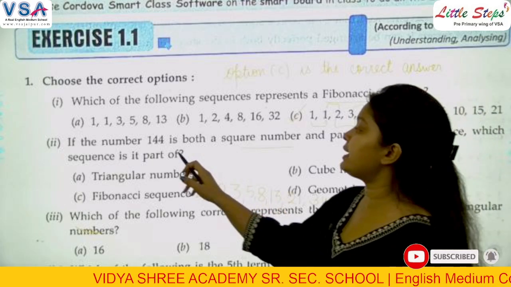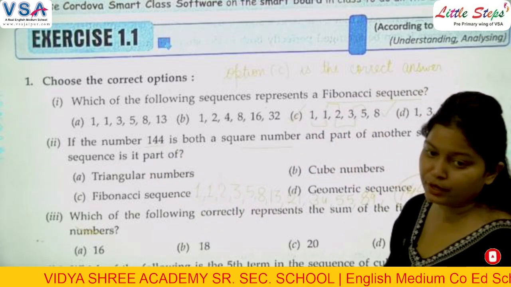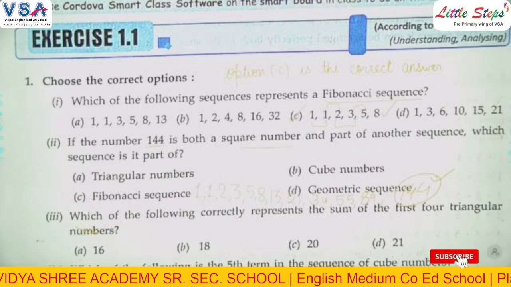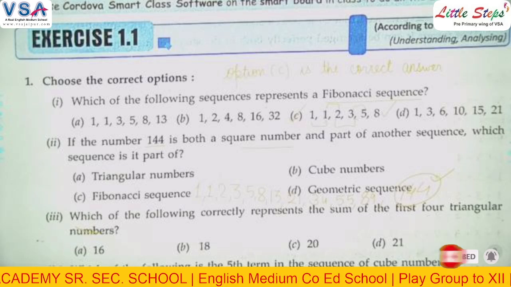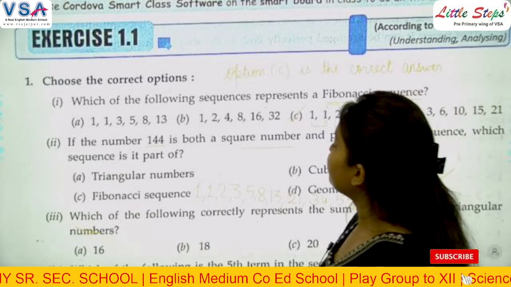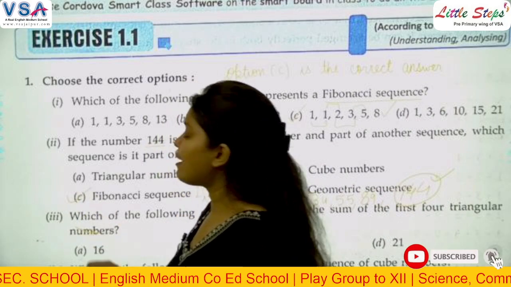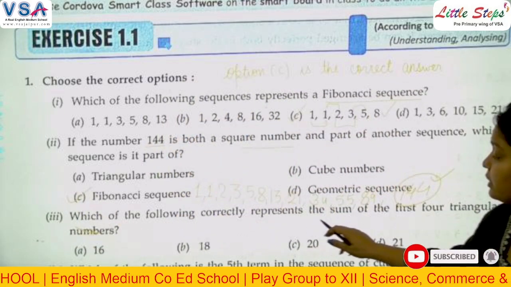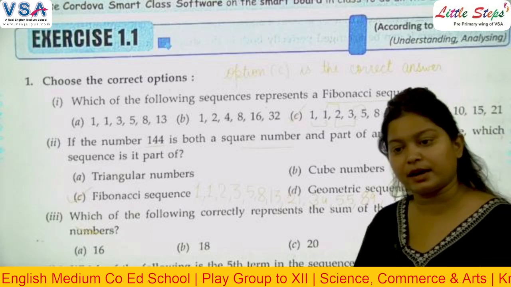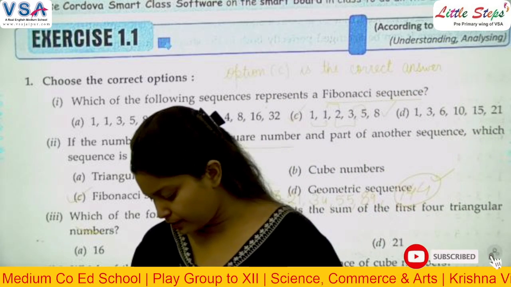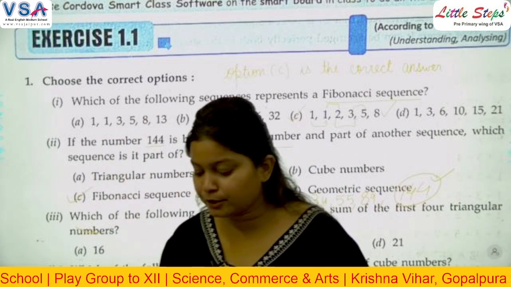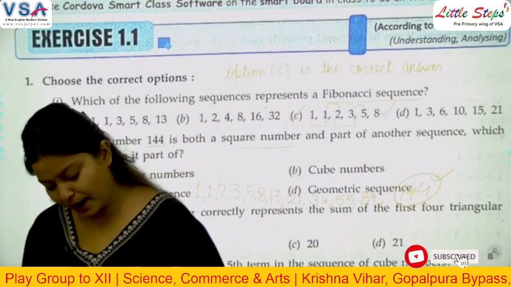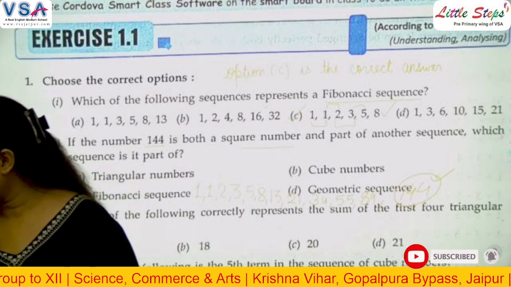The question is saying the number 144 is both a square number and a part of another sequence. So the name of the sequence is the Fibonacci sequence. You have to write all the numbers and after that option C is the correct answer. Understand? Let's move on to the next part of question number 1.